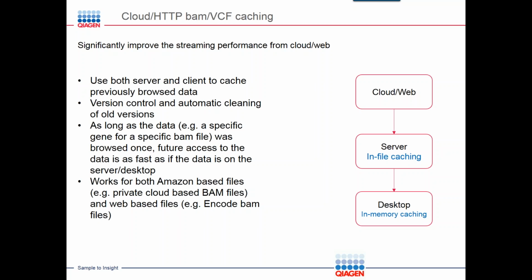So we introduced this caching technology so that the server will use page-like caching, although this is in file, to cache these cloud or web regions that have already been previously navigated. And we provide version control and automatic cleaning for old versions so that the caching space is fully controlled. This works extremely well. The effect is that as long as the BAM file and the region was navigated once, you will get the performance as if this file is on the server.